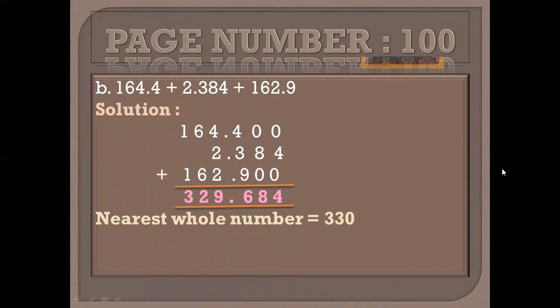Now concentrate only on the number which lies on the tenths position. After the decimal there is 6 and you know that 6 is greater than 5. So definitely the whole number will increase by 1 and 329 will change into 330, because after the decimal there is 6 and 6 is greater than 5. So we change the whole number 329 into 330.